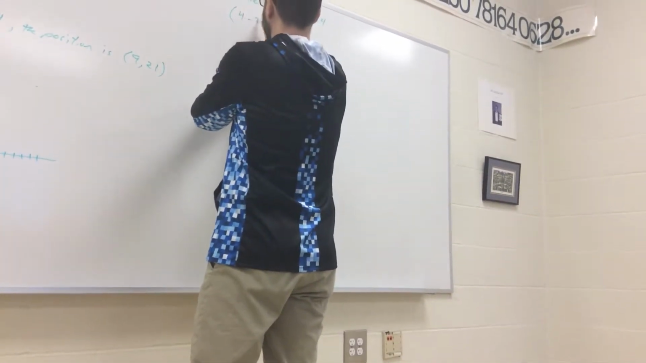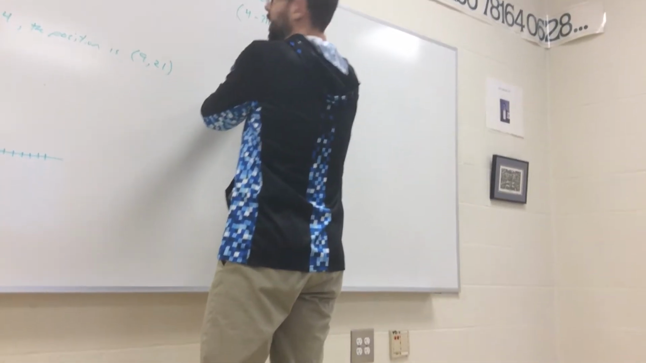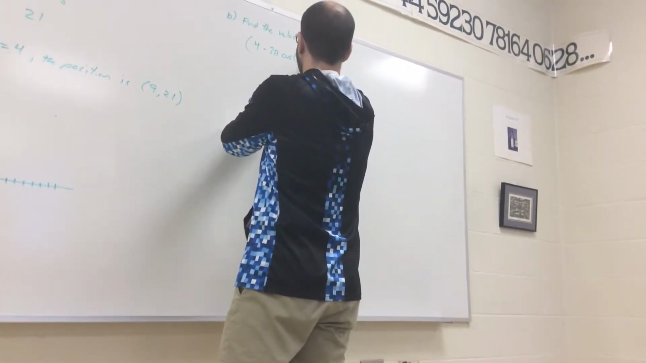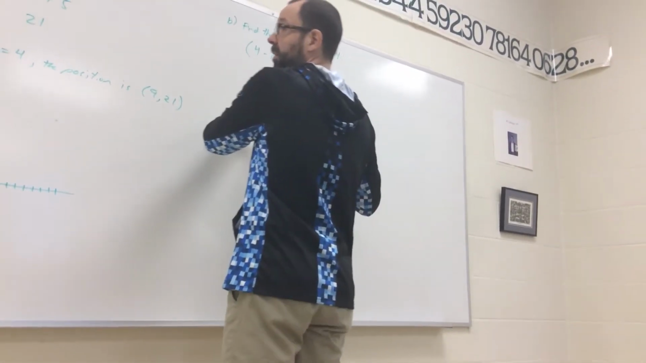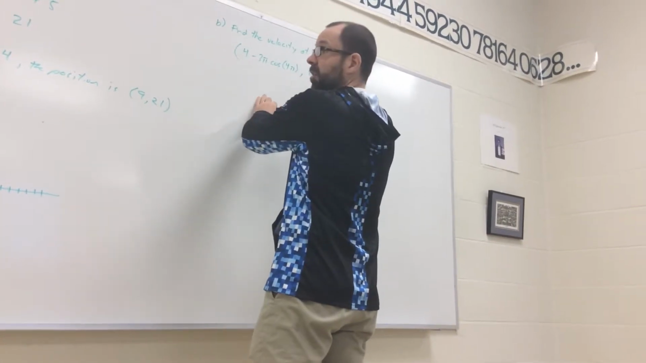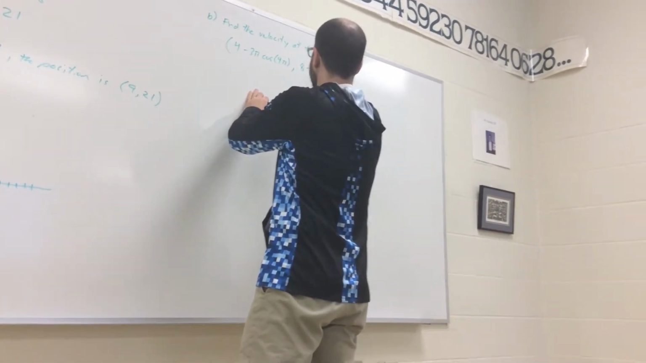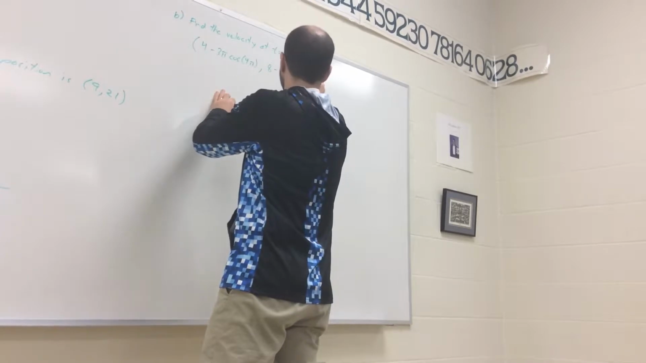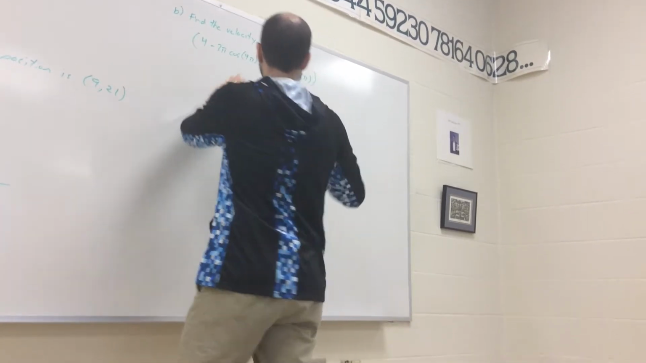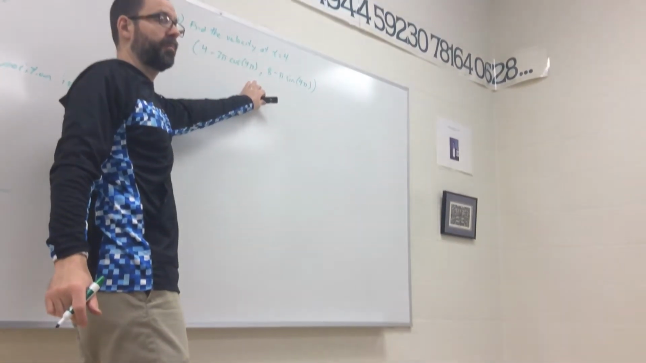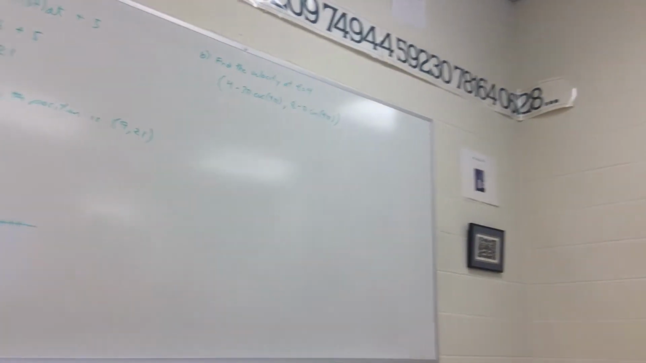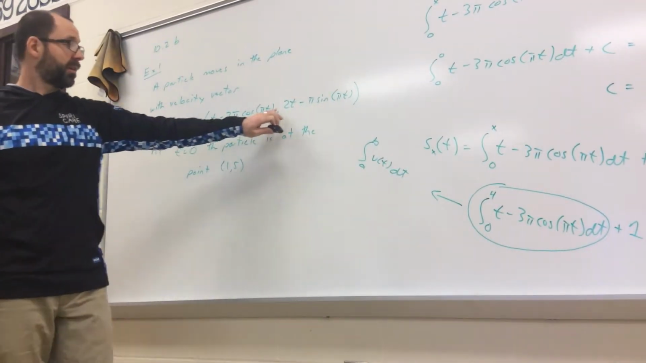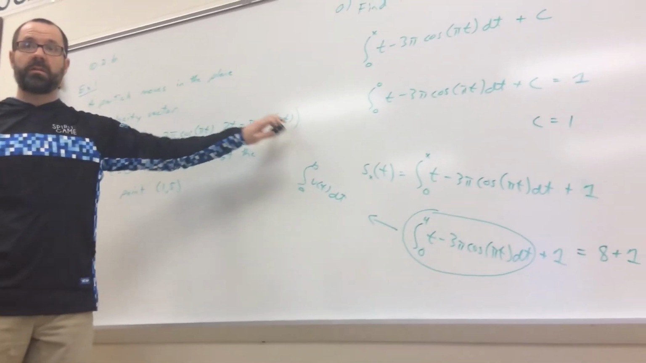So it's 4 minus 3 pi times the cosine of 4 pi. I'm just plugging 4 in for t. And then 8 minus pi times the sine of 4 pi. So just put a 4 here, a 4 there, a 4 here, and a 4 there.